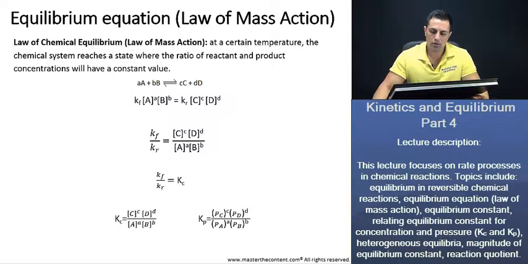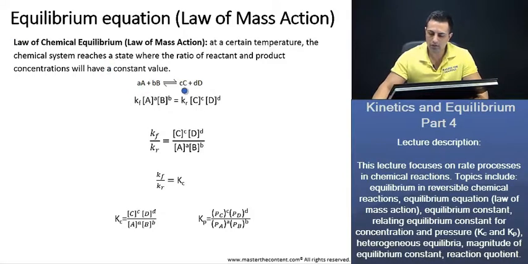The equilibrium equation, law of mass action. Just a reiteration of what we just said: the law of chemical equilibrium, the law of mass action. At a certain temperature, the chemical system reaches a state where the ratio of reactant and product concentrations will have a constant value. And at that point, what's given is the equilibrium constant, as we will see.